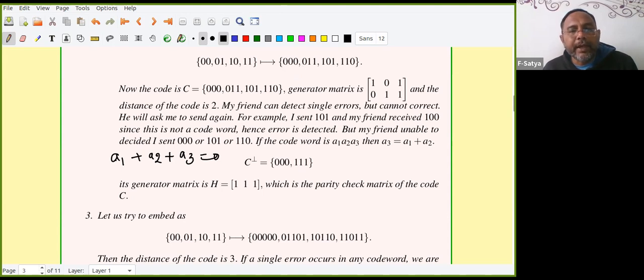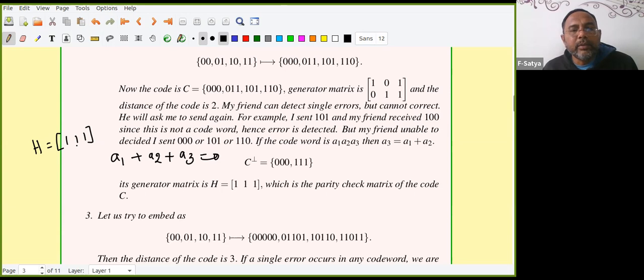So 0, 0, 0 satisfies this, 0, 1, 1 satisfies this, 1, 0, 1 satisfies this, and 1, 1, 0 satisfies this. That means these vectors are the null space of this equation. But what is this equation? That is what we call H equal to 1, 1, 1. This is called the parity check matrix, right?